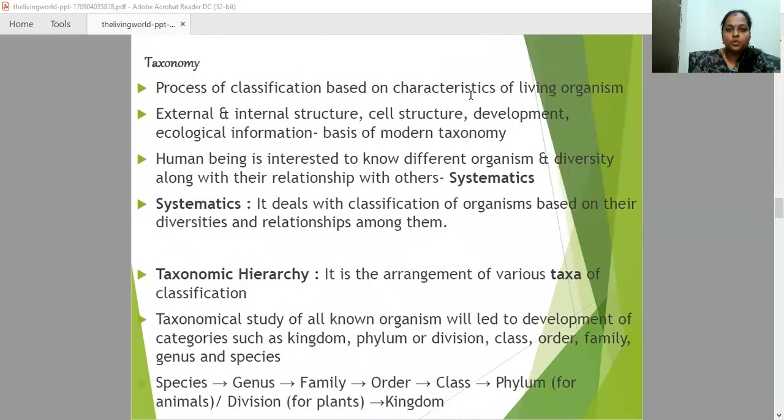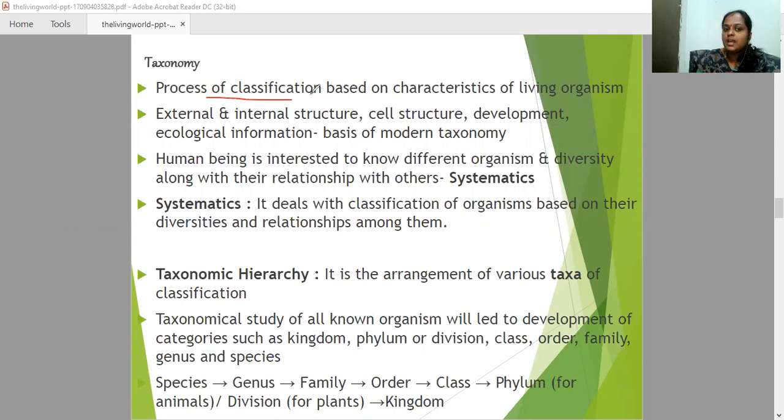Next, we'll move on to taxonomy. What does taxonomy mean? Let us study. Taxonomy is nothing but the process of classification. We are going to classify based on the characteristics of living organisms. We are naming and classifying based on the characters, and that is nothing but taxonomy.